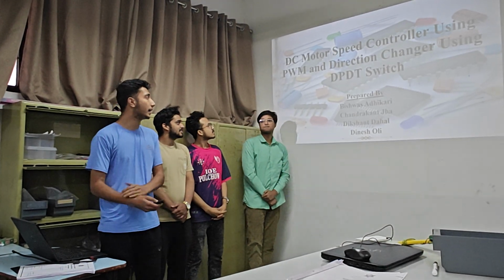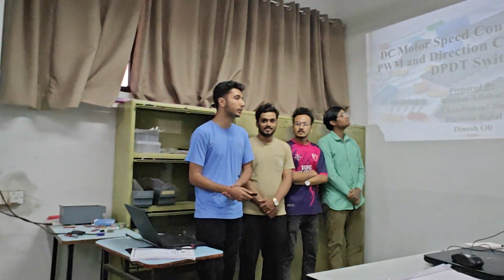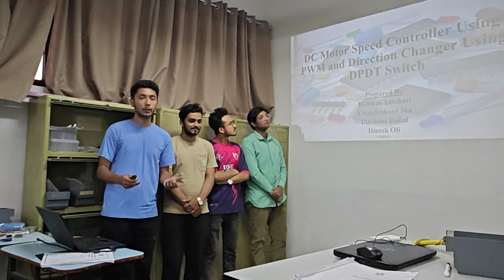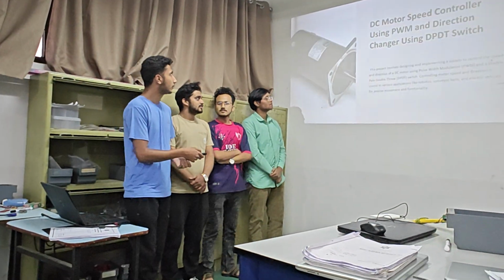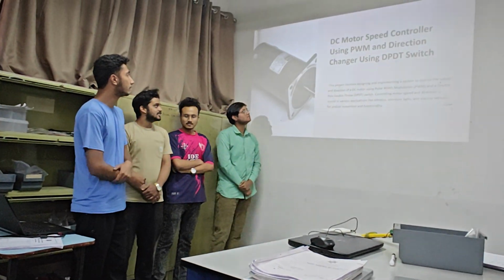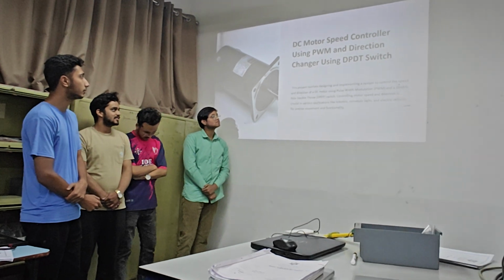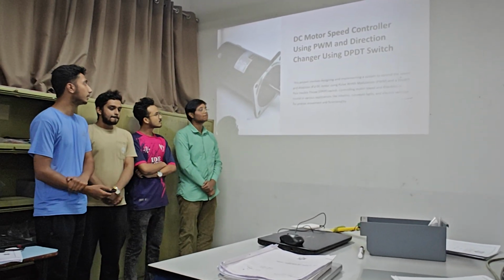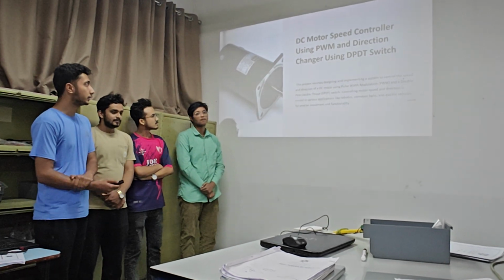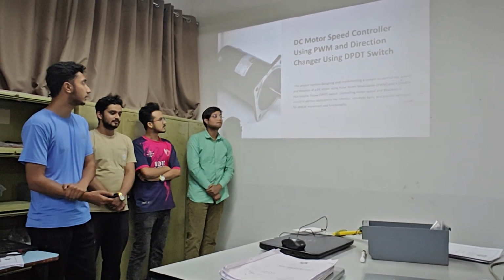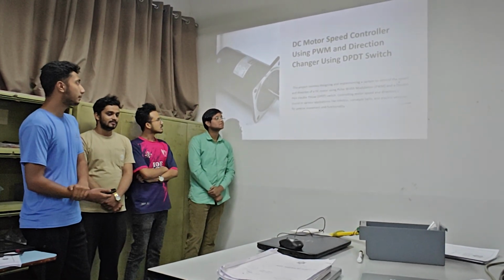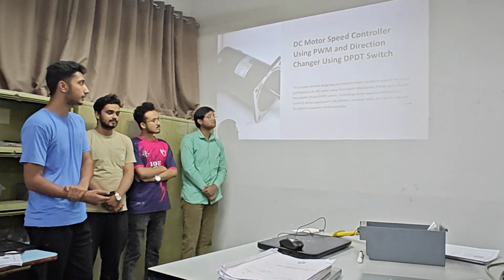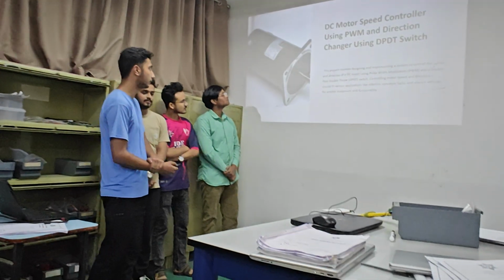Now I will guide you through the overview of this project and give you a basic idea of what we have done. This project involves designing and implementing a system to control the speed and direction of a DC motor using pulse width modulation and a double pole double throw switch. Controlling motor speed and direction is crucial in various applications like robotics, conveyor belts, and electric vehicles for precise movement and functionality.